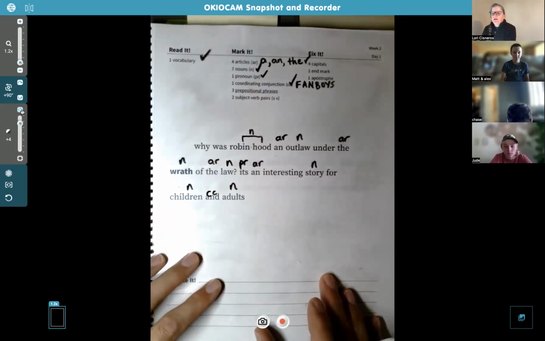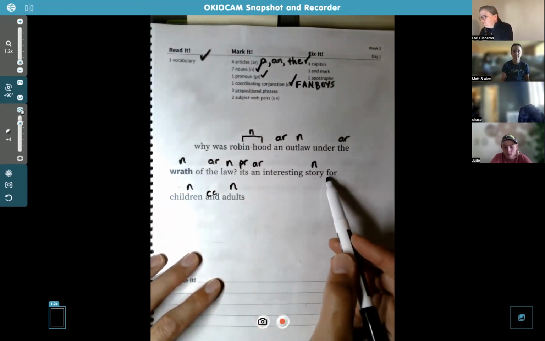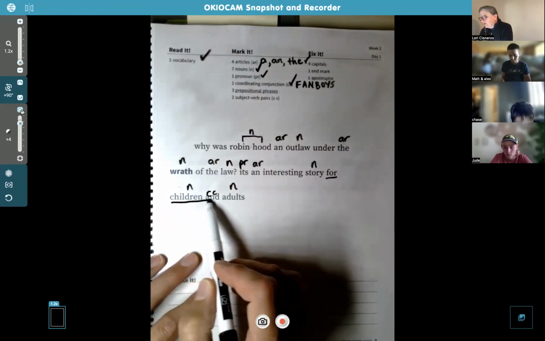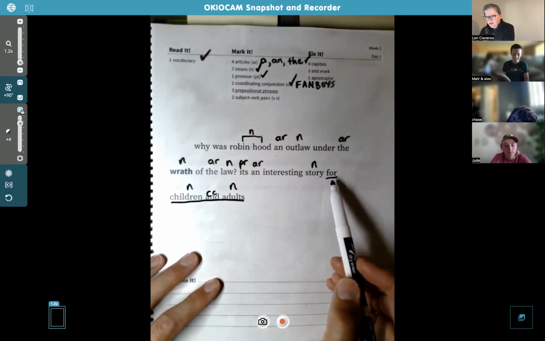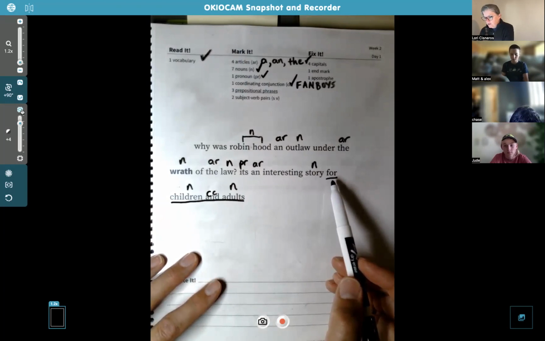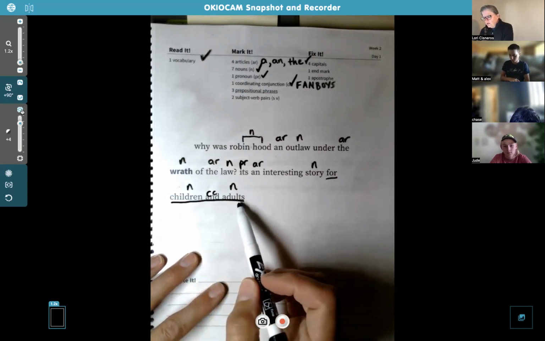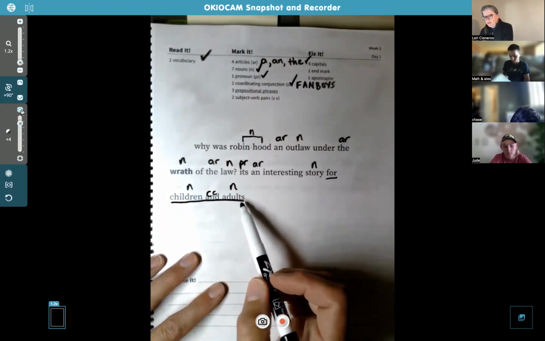Yeah, thanks for helping him. That's right. I know Matt was looking, but "for children and adults," very good, Chase. And that's another reason why "for" is not a coordinating conjunction, because in this sentence, it functions as a preposition. "For children and adults," that's a prepositional phrase.